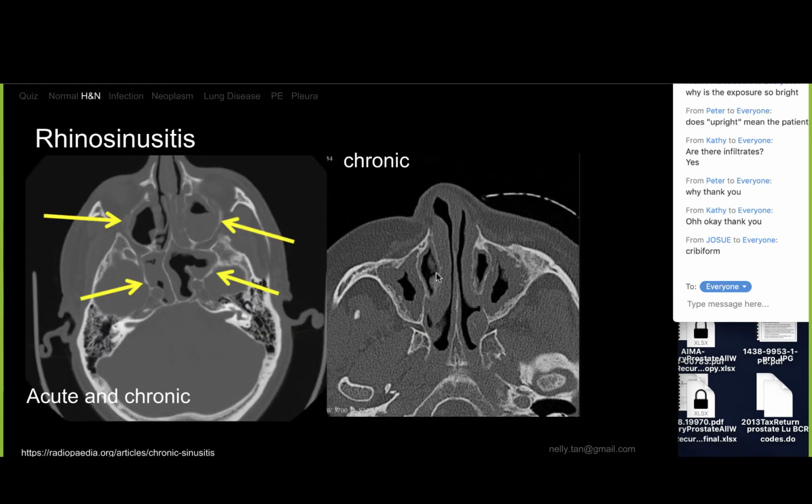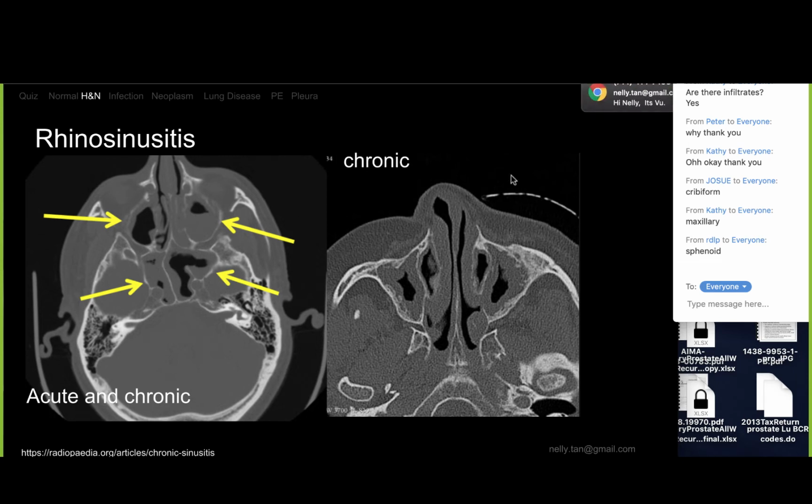Good. So now we're going to go up cranial a little bit so that we're imaging which sinus here? What sinus is this? Posterior is the maxillary sinuses. It's adjacent to the internal carotid artery and in the sphenoid wing. Sphenoid sinus, good.